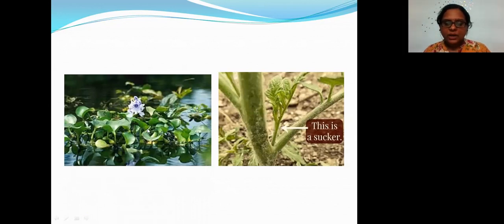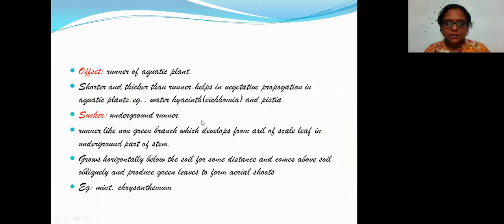This is water hyacinth. You might have seen it if you see stagnant water. It will be completely like algae, bloomed on the surface of the water. It's called water hyacinth.